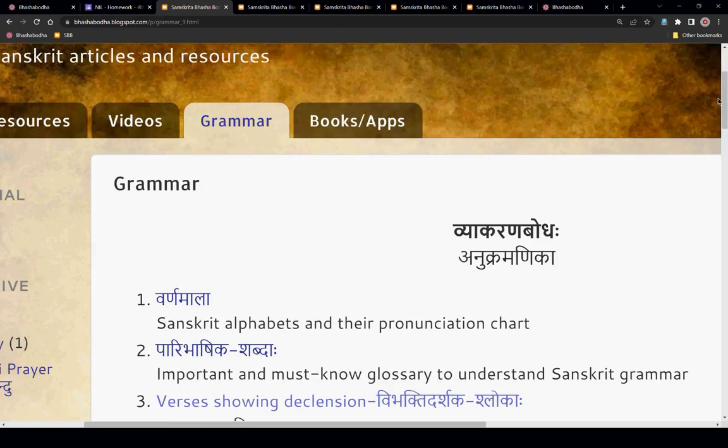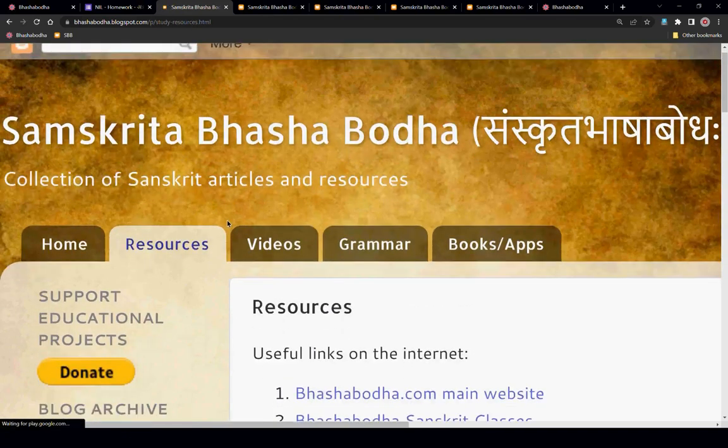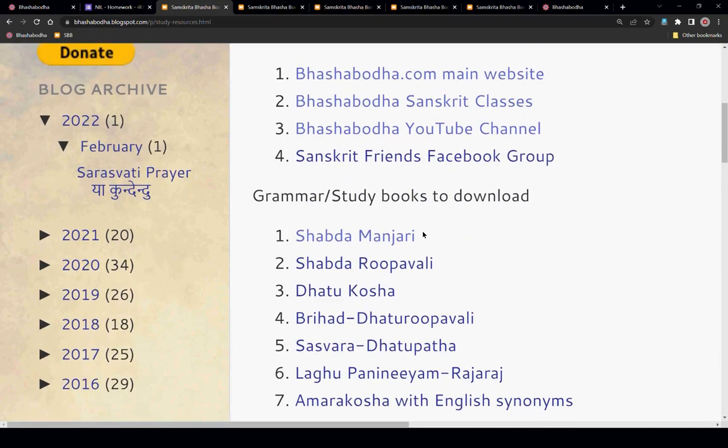There is one downloadable PDF. If you are interested in the PDF, you go to the Resources tab here, and there is Grammar Study Books to download, the very first one, Shabda Manjari. So this is a PDF you can download. That is one. And if you want to buy a book, there are many books, I suggest a book called Rupa Chandrika by Brahmananda Tripathi.